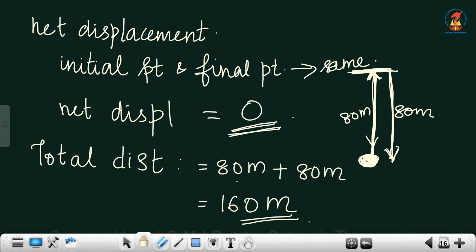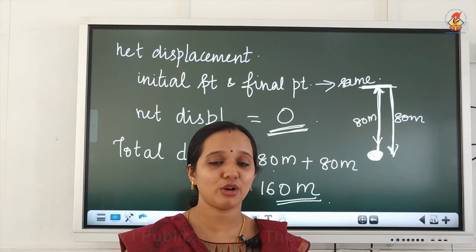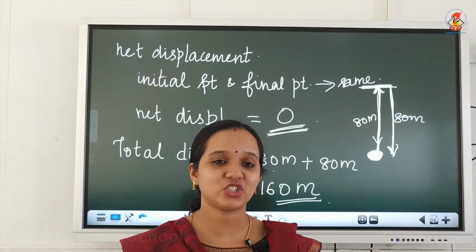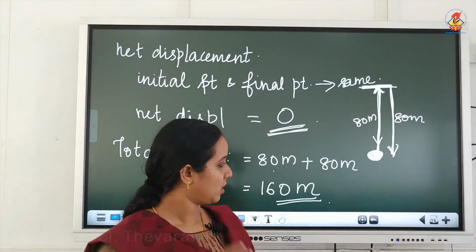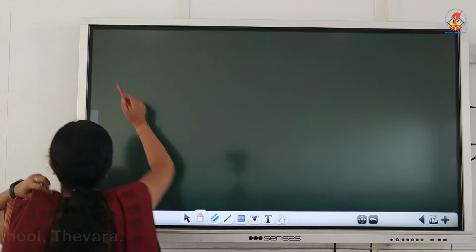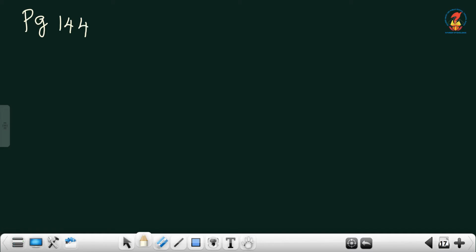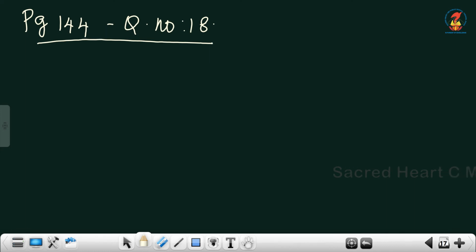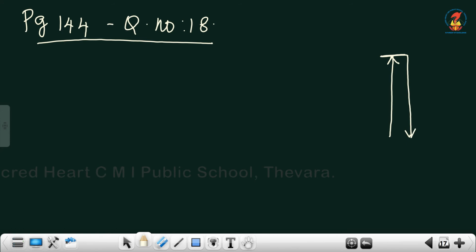Now, moving to question number 18 of your textual exercise, which is there on page number 144. Question is, a ball thrown up vertically returns to the tower after 6 seconds. So, a ball is thrown up, it reaches a height and then returns back to ground. And the total time taken for that is 6 seconds.